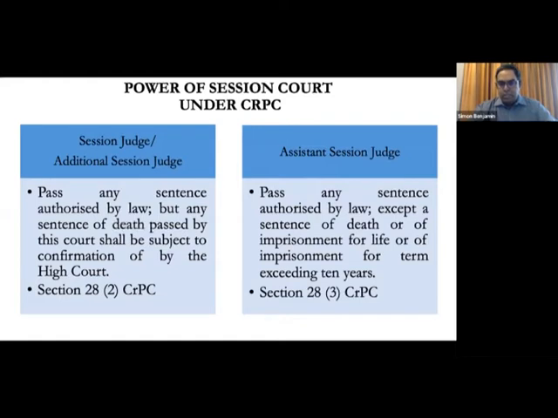The assistant sessions judge has a limited role in terms of the punishment that it can impose. We can see here that it can only impose punishments which are not exceeding 10 years. So anything beyond 10 years is not within the purview of the assistant session judge. Clearly, life imprisonment and the death penalty are also ruled out.